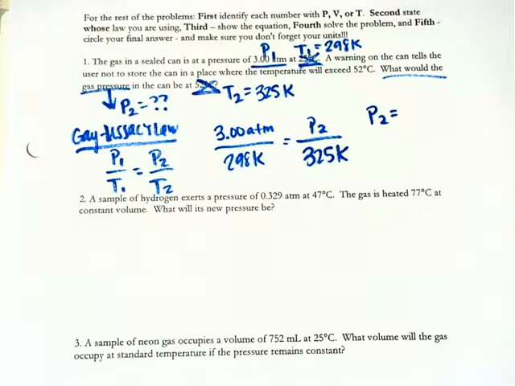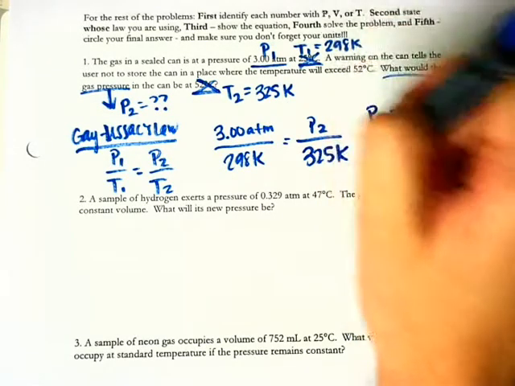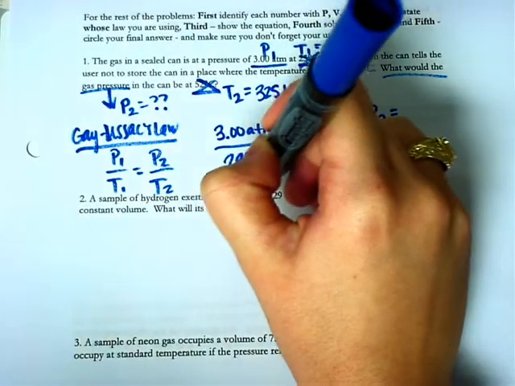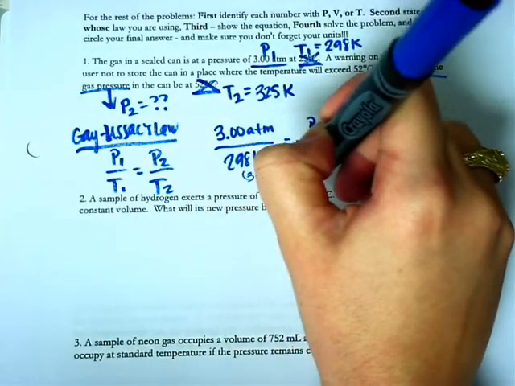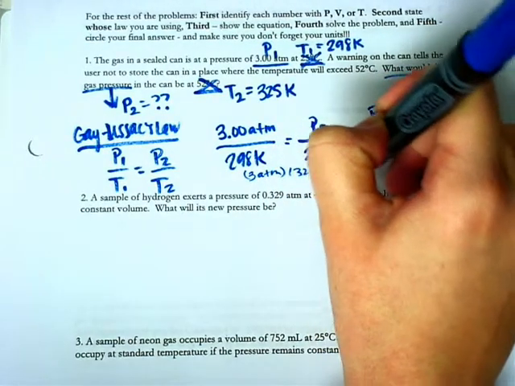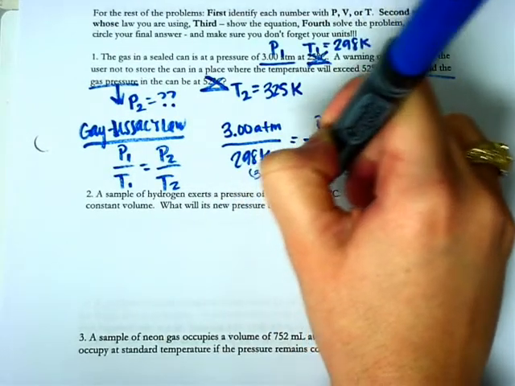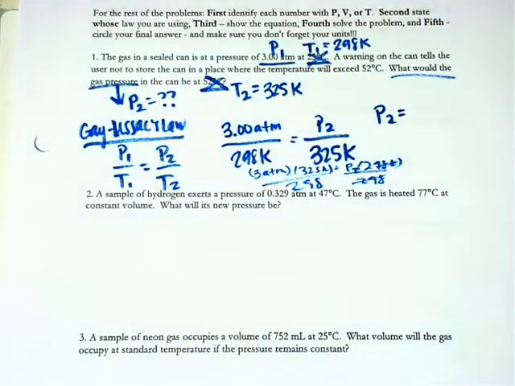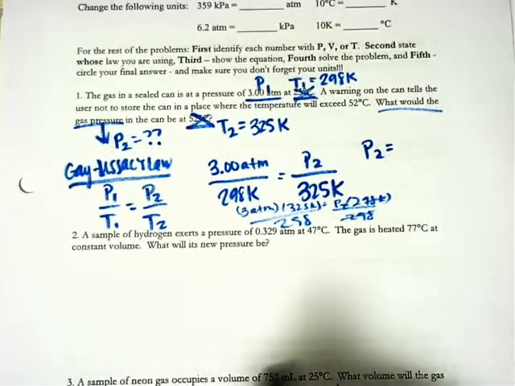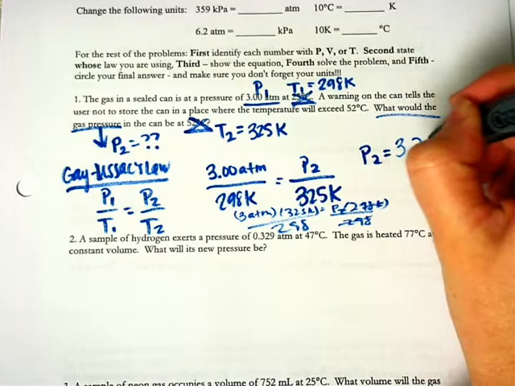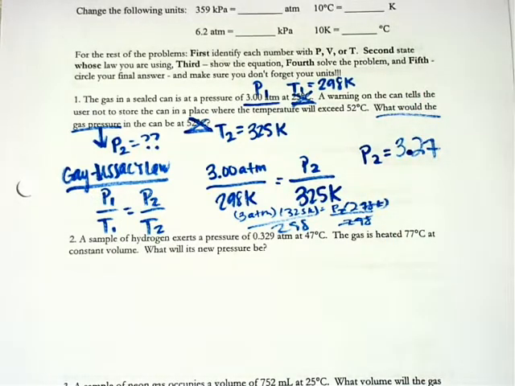So what do I have to do to solve for P2? Have to cross multiply and divide, right? So if we cross multiply, we're going to get 3 atmospheres times our 325 Kelvin. That's going to be equal to P2 times 298 Kelvin. We can divide by 298 on both sides. And we know that P2 has to be equal to 3 times 325 divided by 298. And that is going to give us 3.27.